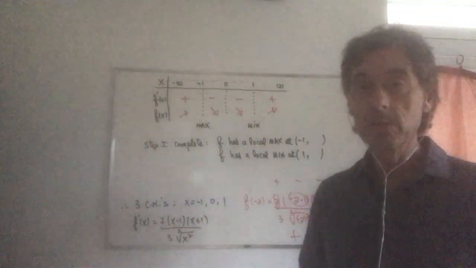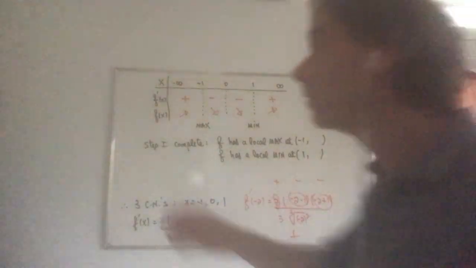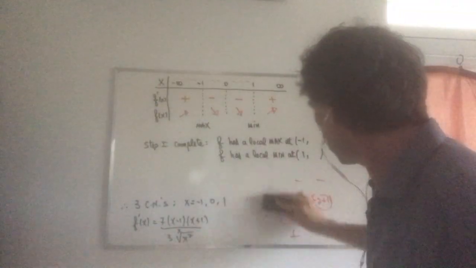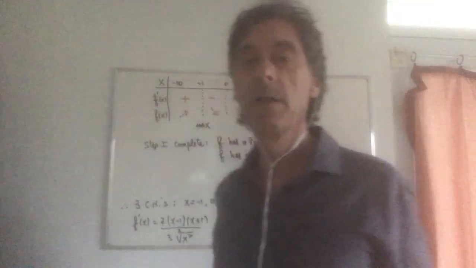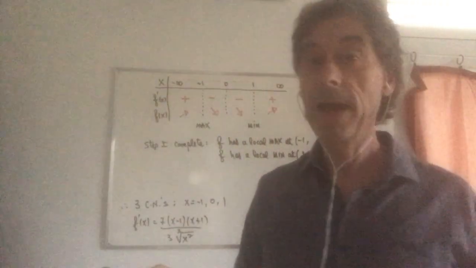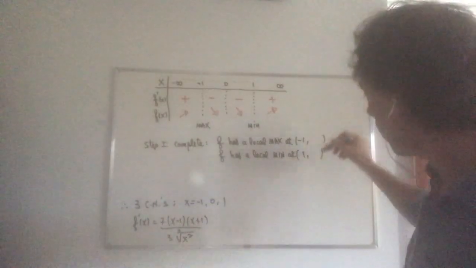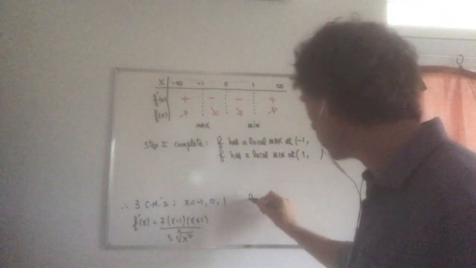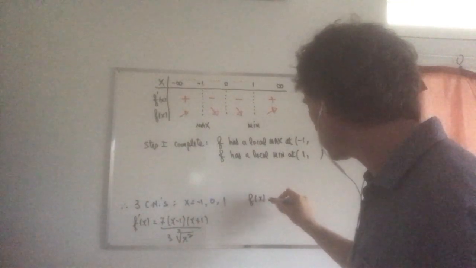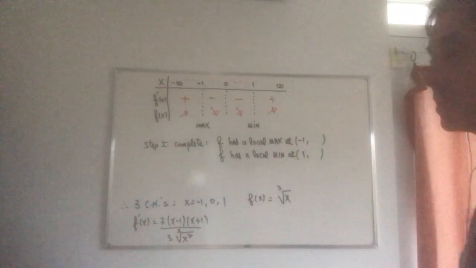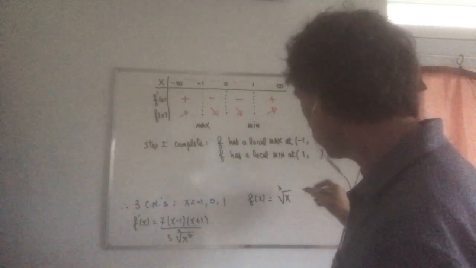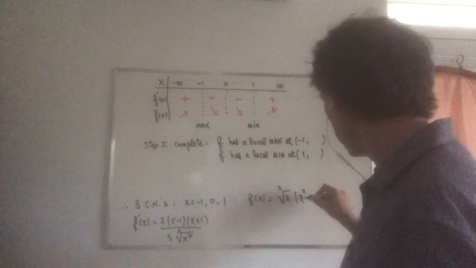Where do I actually go to find the f value? What's a synonymous thing for f? Y, right? So I need the y value, the f value, so I need to go back to what f of x was: cube root of x times x squared minus 7.